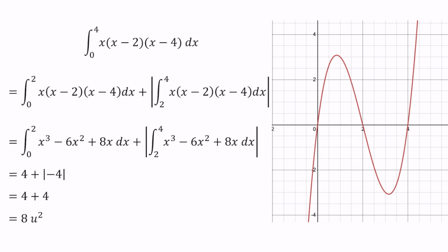We perform these integrals separately, taking the absolute value of the area under the curve. Notice that we've expanded the brackets since we can't integrate the expression otherwise. The area above the x-axis is positive 4, and the area below is negative 4. Taking the absolute value of negative 4, our final answer for the area comes to 8 units squared.